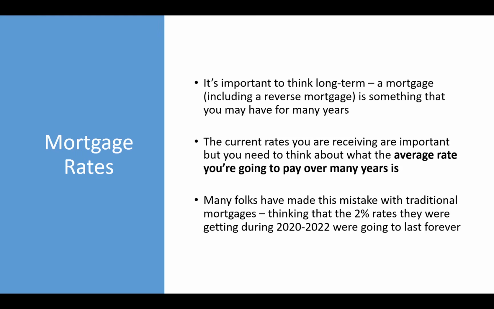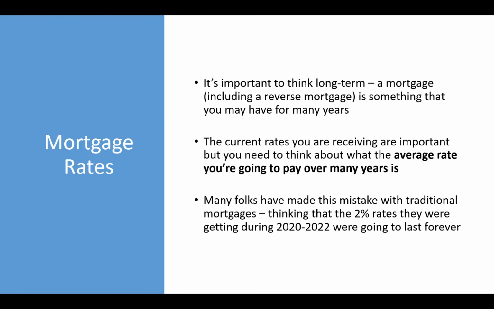So when it comes to mortgage rates, one thing I would like to advise people on is to think long term. A mortgage, including a reverse mortgage, is something that you may have for many years. The current rates you're receiving are important, whatever current rates are when you set up a mortgage, but you should actually think about the average rate you're going to pay over the long term and what that's going to be. And what's happening right now in Canada is a lot of people have made this mistake with traditional mortgages.